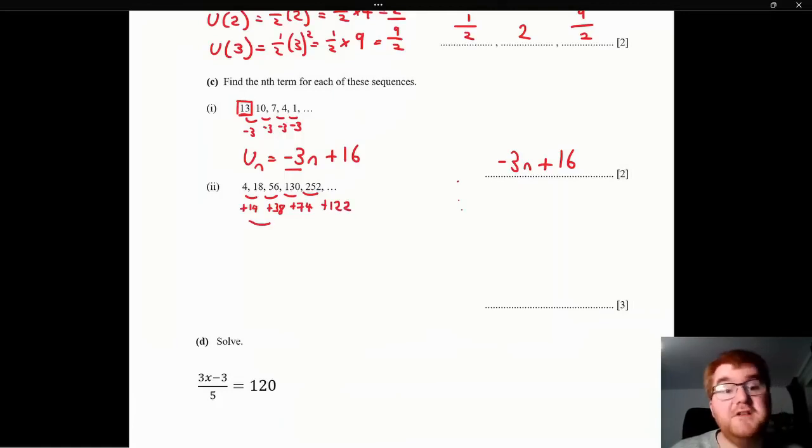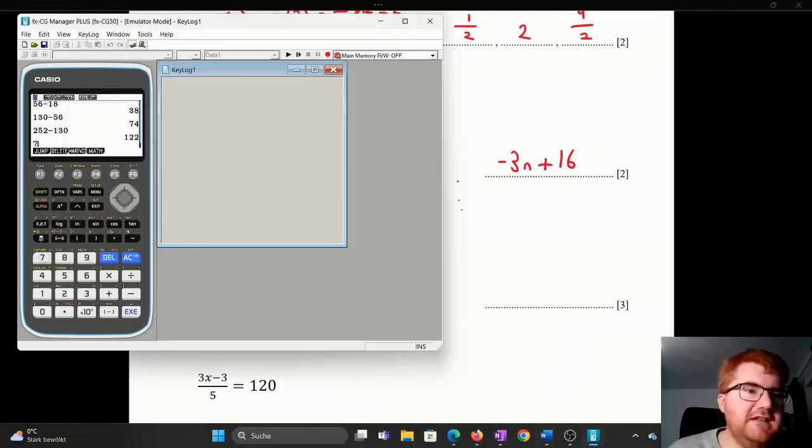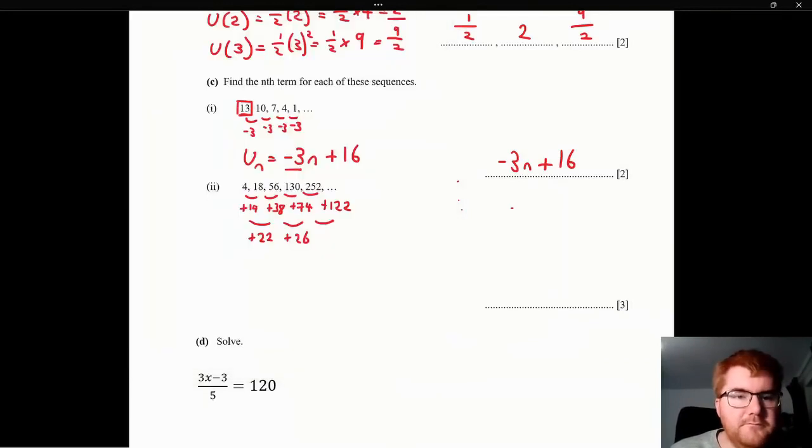Then we want the difference of the difference. So here we get 14. Difference between 38 and 14, that's going to be 22. The difference here, again, if you're not sure about this, you can always use your calculator. You get 26. And here, again, we're always double checking these things. Okay, that's why we double check. So we get 36.